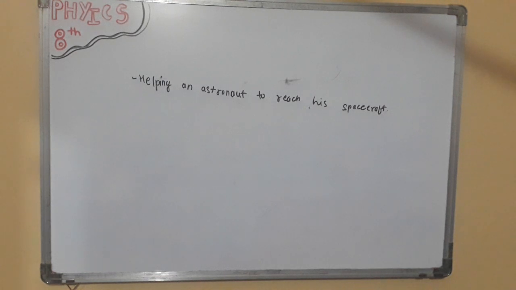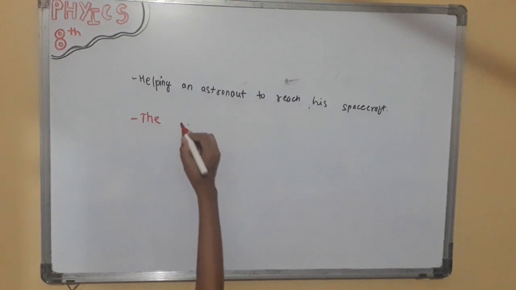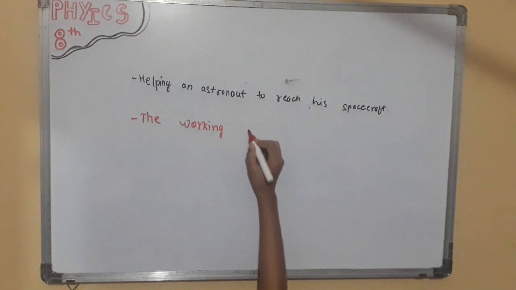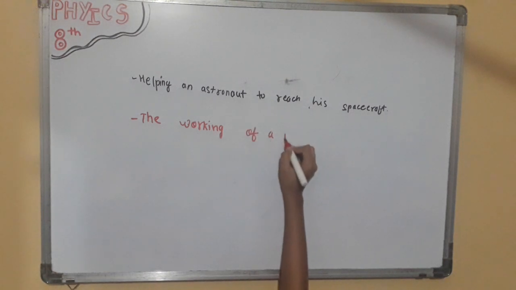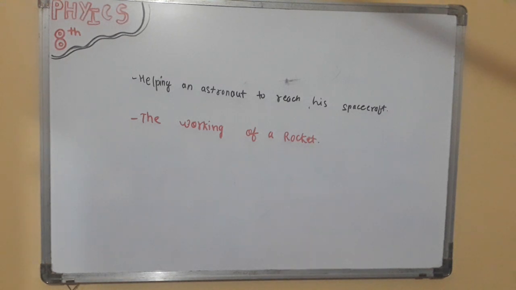Next is the working of a rocket. The momentum of a rocket before it is fired is zero. When the rocket is fired, gases are produced. These gases come out of the rear of the rocket with high speed.